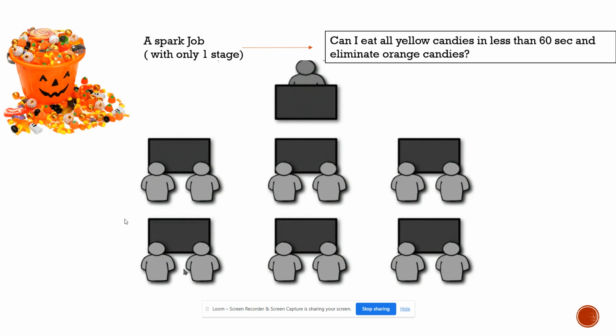Going back to the initial question: can I eat all the yellow candies in less than 60 seconds and try to eliminate the orange candies? This is one job. One instruction means one job, which could involve one stage. We haven't explored stages yet, but we can discuss that in a later video. So the job is your instruction to complete the task.